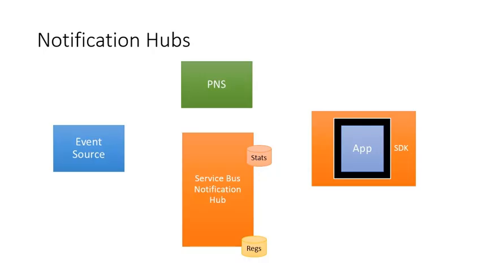Service Bus notification hubs provide another, an additional layer of abstraction. The application will still register with the push notification services, but it will do so through the Service Bus Notification Hub SDK API. That turns this registration and the registration with the backend system into a single step.